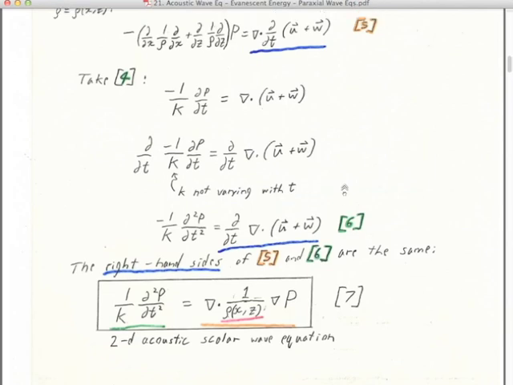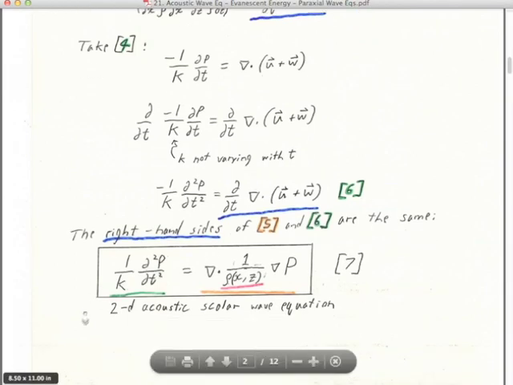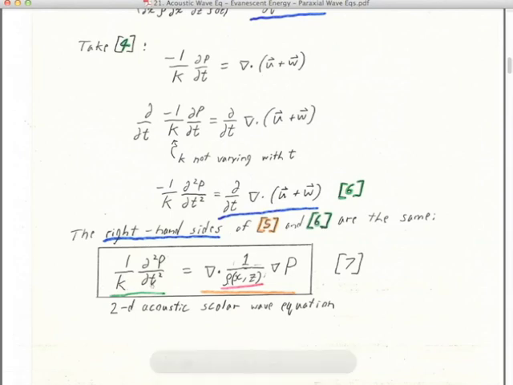Now notice these two blue underlined parts. The first one is del dot d/dt, and the second one is d/dt del dot, and there's nothing in between to confuse things, no k or rho or anything else. So they are the same. The right hand side of 5 is the same as the right hand side of 6, so we can equate the left hand sides of the equations.